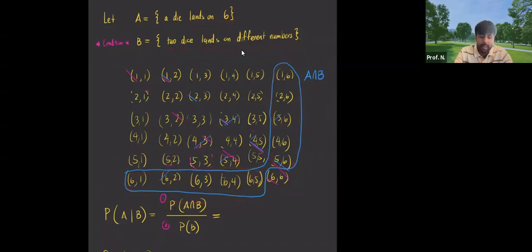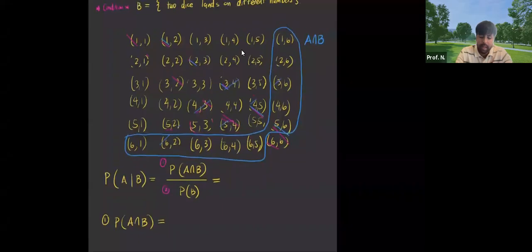And what's the probability of this happening? Just count. 1, 2, 3, 4, 5, 6, 7, 8, 9, 10. So there's 10 ways of this happening out of a total of 36 ways. And you can reduce that.